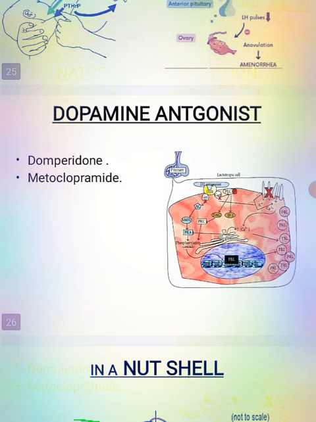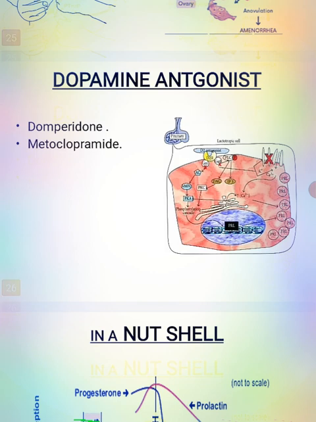Now, in such patients, when there is not a sufficient amount of breast milk production, then we give medical supplements, and those will be dopamine antagonists, as dopamine is an antagonist of prolactin. So if we inhibit dopamine, there will be an intense increase in prolactin, and the dopamine antagonists are domperidone and metoclopramide.